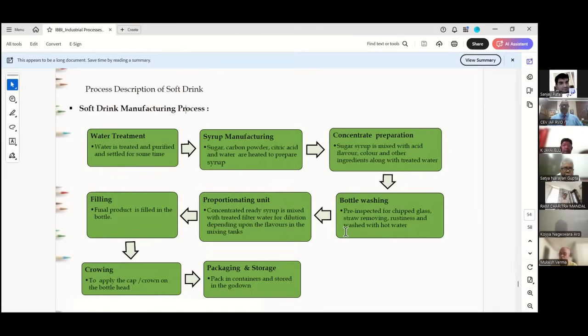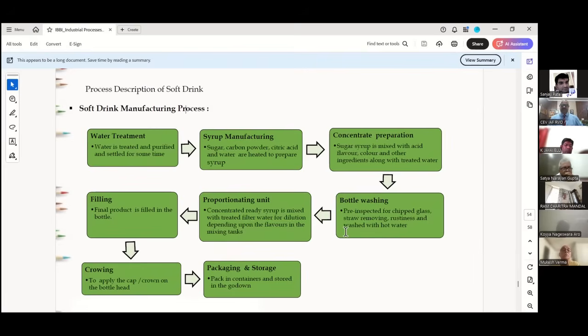So for soft drinks, the prime raw material is water. We get water from rivers or use groundwater. This is treated in two types: one is treated water and the other is RO water. Treated water is used for making the syrup.